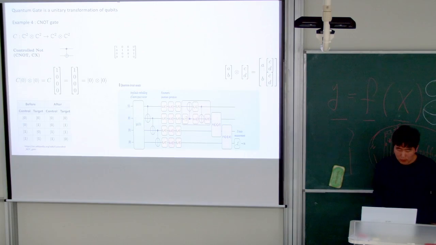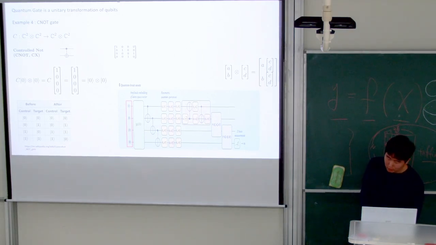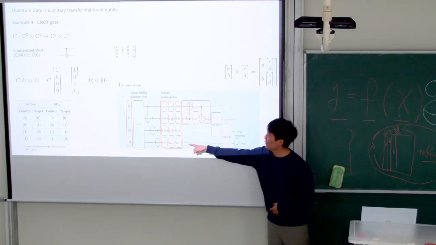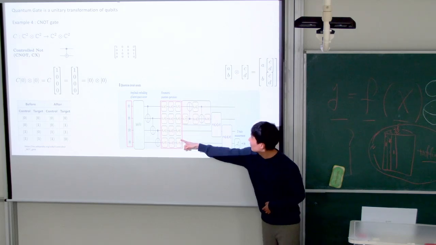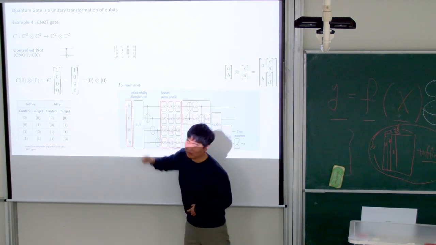Okay, so let's recall our quantum circuit. Before that we know this. Now this is the rotation gate. And here this is the CNOT gate.